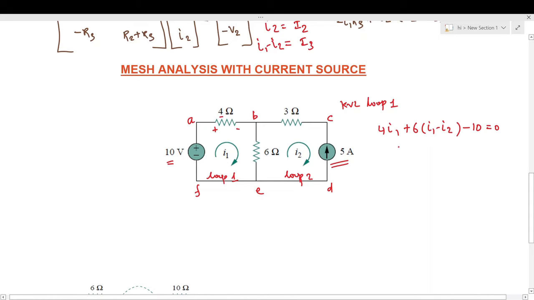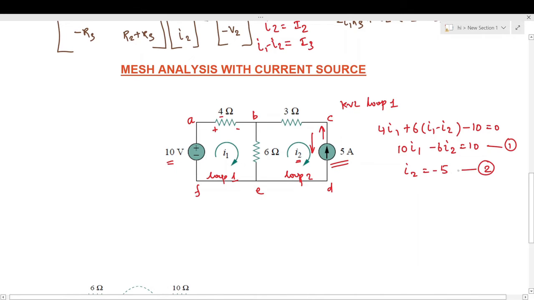From this equation, on simplification we can find out that 10 I1 minus 6 I2 is equal to 10. Now this is equation number 1. Now with the current source which is connected here, the circuit can be solved very simply, because the mesh current I2 direction is downwards, and the current source is flowing in the upward direction, so the I2 current value will be minus 5. Say this is equation 2.